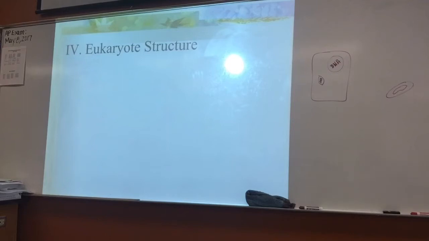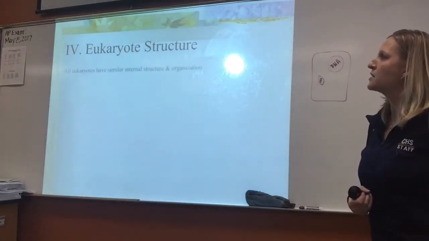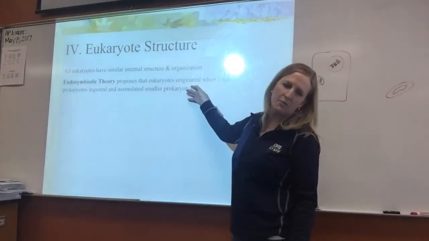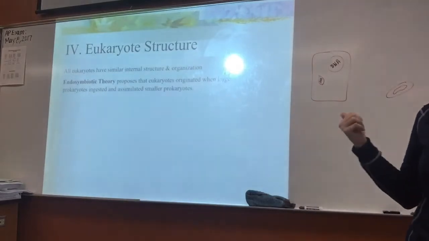All right, another thing with this is that all eukaryotes have similarities because of the eukaryotic cells that we're made of. So all eukaryotes have similar internal structure and organization. What does that mean? All eukaryotic organisms, from a yeast, which is a type of fungus, to us, if we look inside of our cells, we all have mitochondria, rough ER, all those organelles.